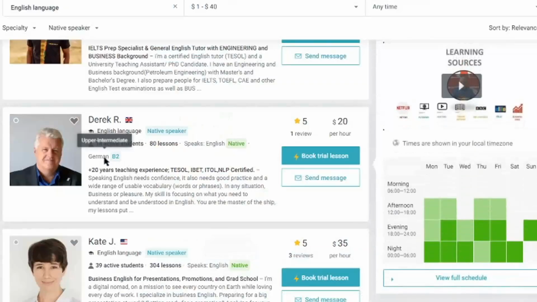For example, this guy, Derek R, speaks German at a B2 level, which is quite good, meaning intermediate level. So if you are a German, as a beginner for English language, then you can get quite meaningful help from him because he can speak German quite well.